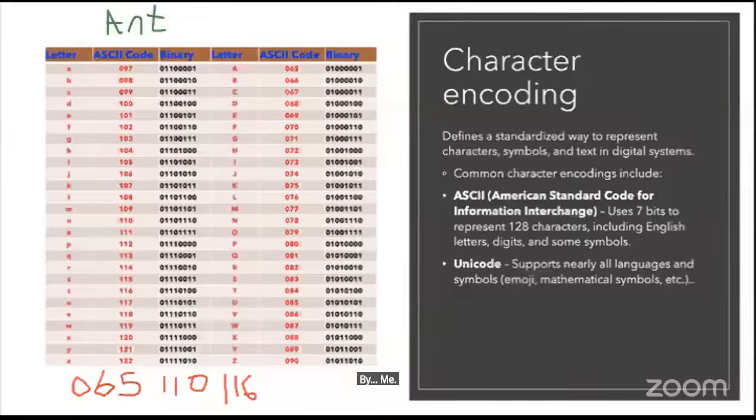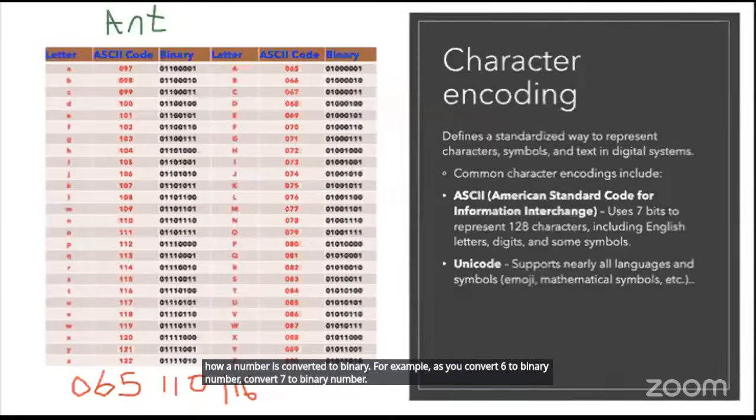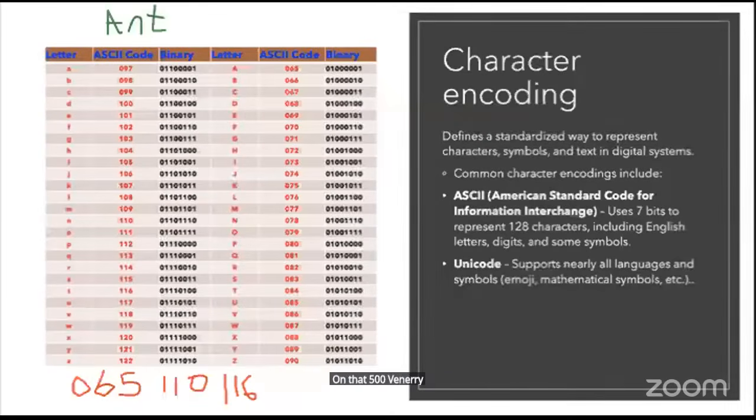How a number is converted to binary. For example, I ask you to convert 6 to a binary number, convert 7 to a binary number, convert 500 to a binary number. We should be able to know that. So I'll move fast, reach there, and we convert.